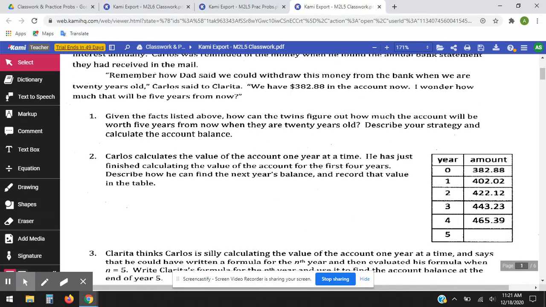So, knowing what we know from just what Carlos said, how much they have, and the 5% interest, how can the twins figure out how much the account will be worth 5 years from now when they're 20 years old? So, describe a strategy and calculate the account balance. I'll leave that to you to figure out a strategy. There are multiple ways to do that. Think for a moment what you would do.